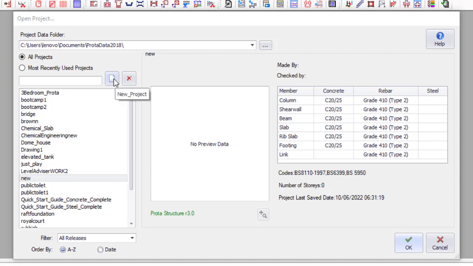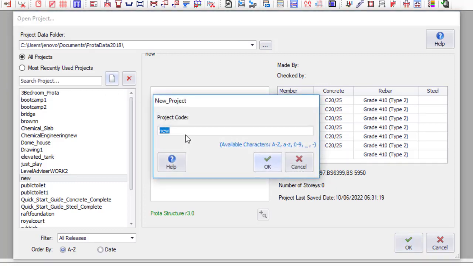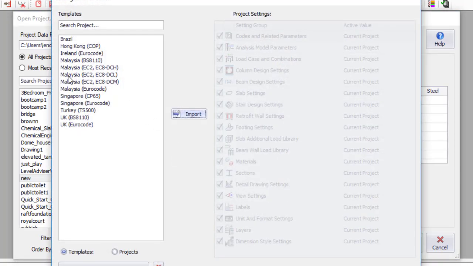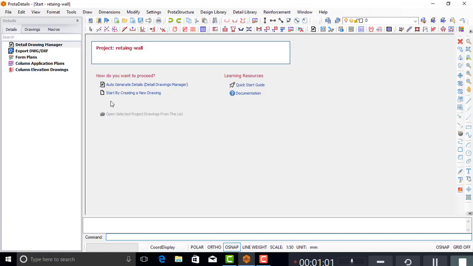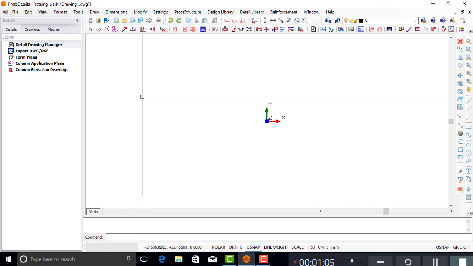Let's create a new project and then I will name it retaining wall. Okay, then choose a design template. I'll pick BS8110, then import. Okay, so we just start by creating a new drawing. I don't need any template for now.